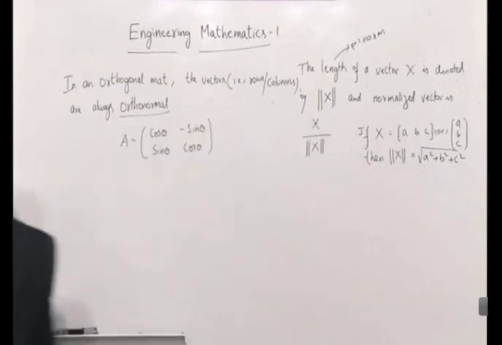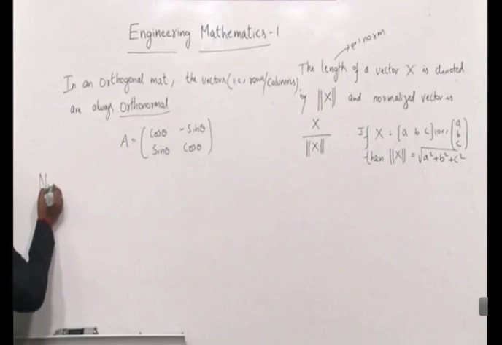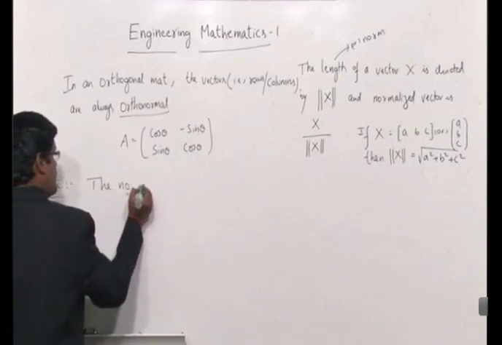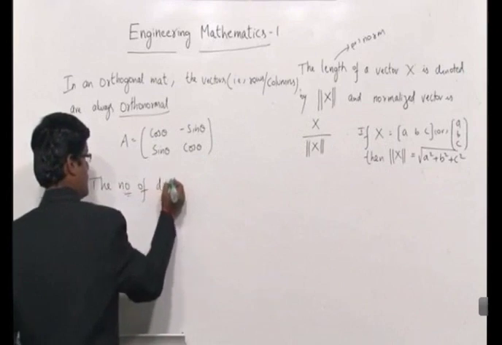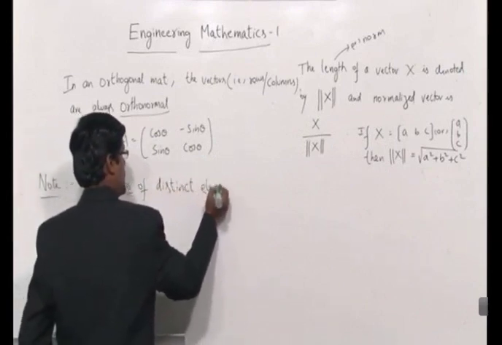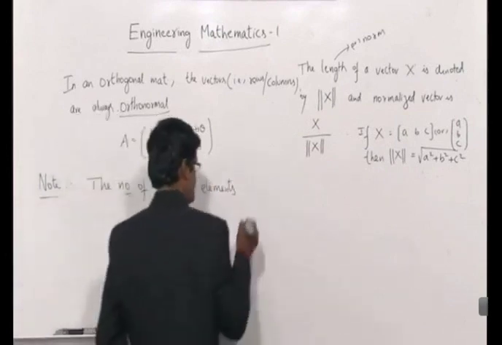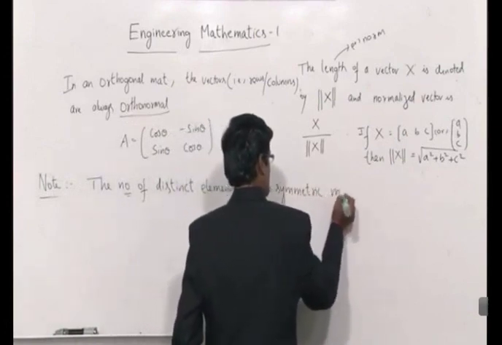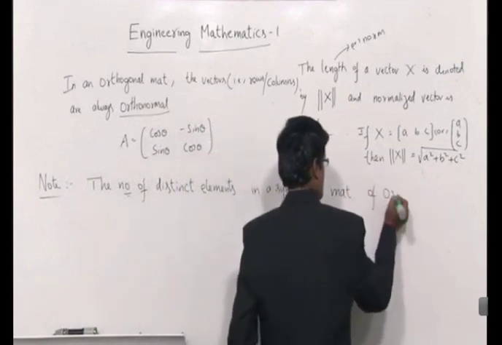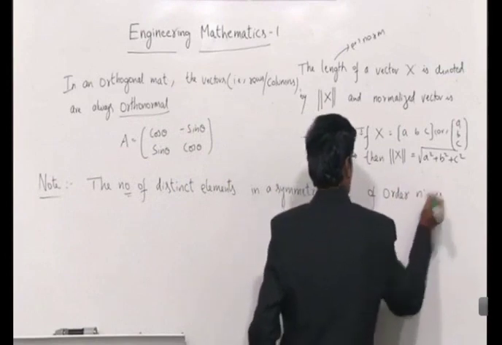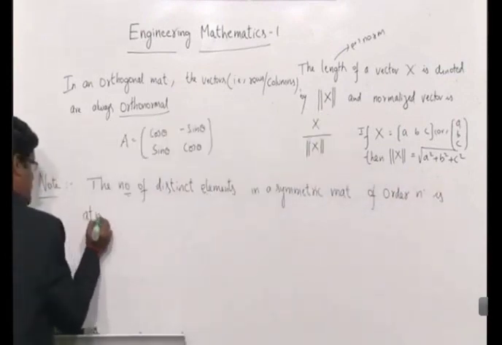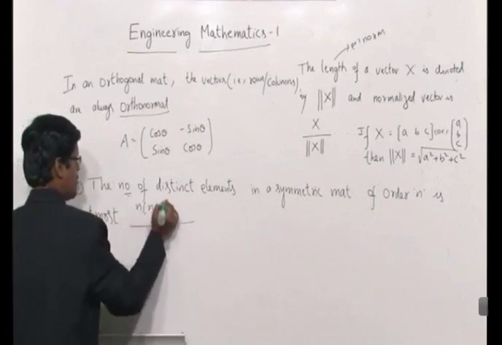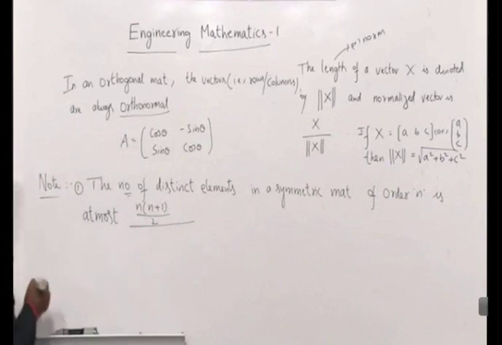Now I am giving 3 note points. Please check at home whether this is correct or not. The number of distinct elements, that is different elements, in a symmetric matrix of order n is at most, this is the first point, in the fill in the blanks along with the answer, n times n plus 1 divided by 2. Please check this is correct or not.